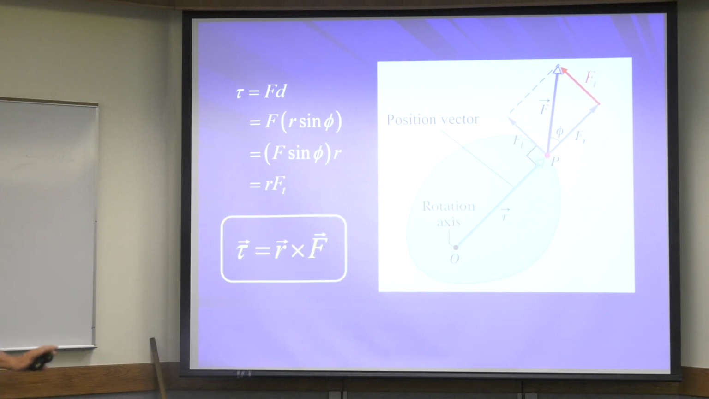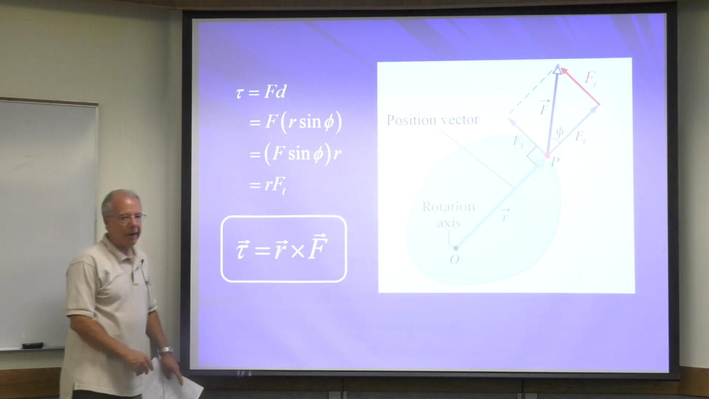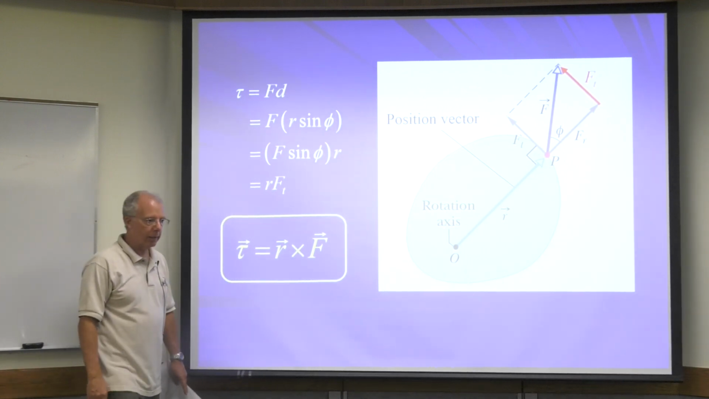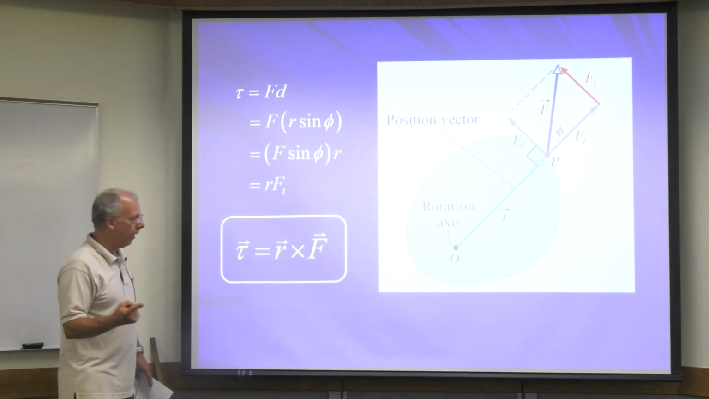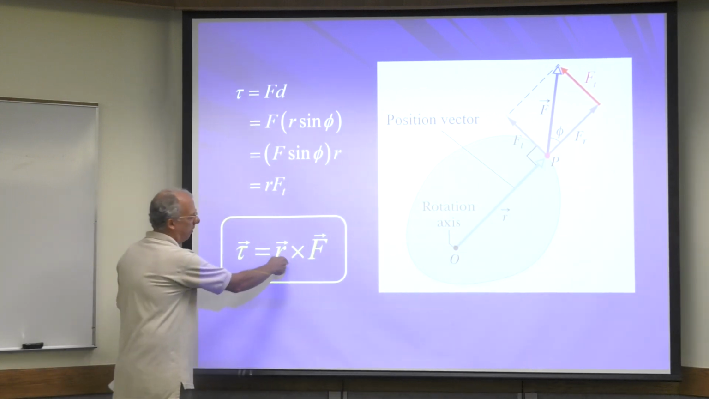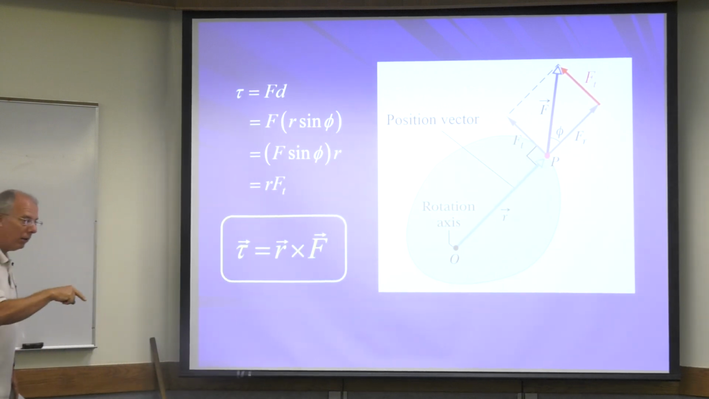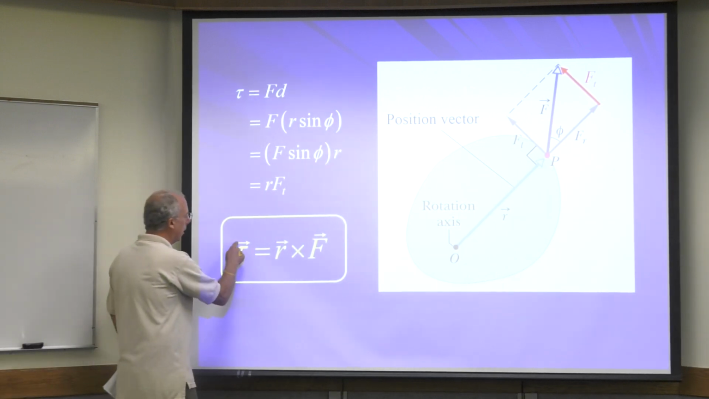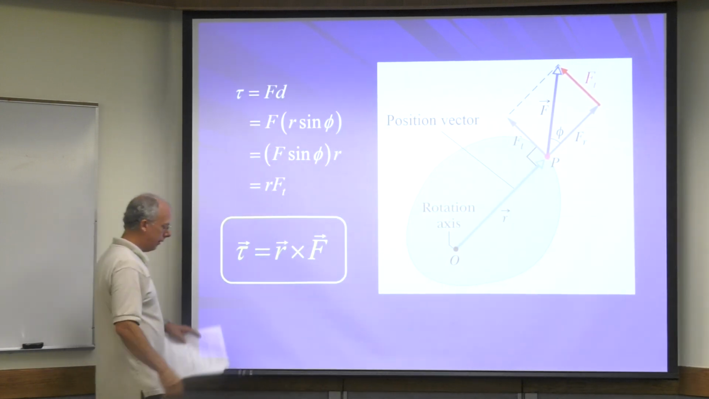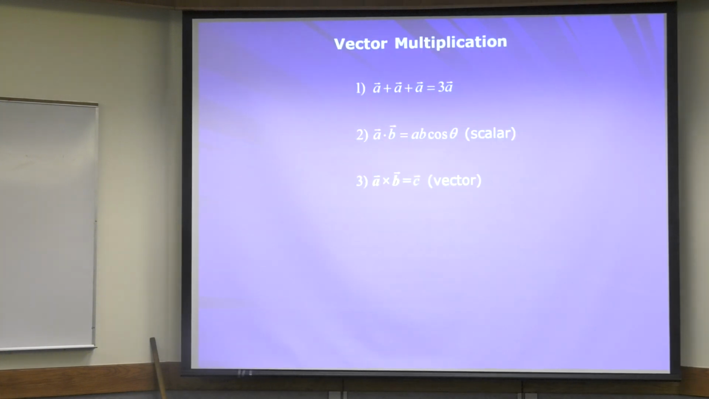So here's the formula, and we're going to explain it. This is the symbol for what's called a vector cross product. It's a vector product because you notice that the result is a vector, and this is the symbol. It's called cross. With work, we had a dot product, which was a scalar. Here we have a vector cross product.